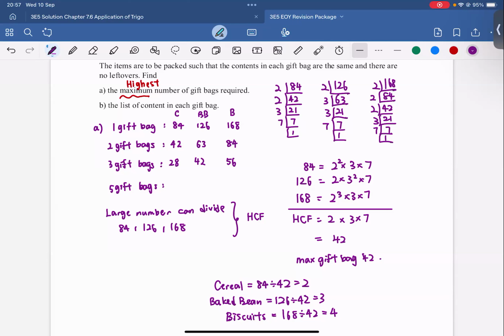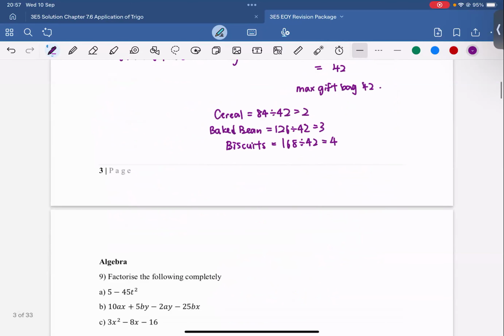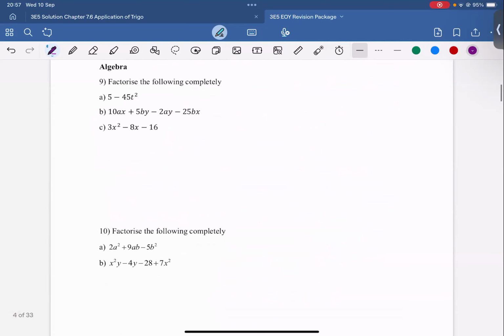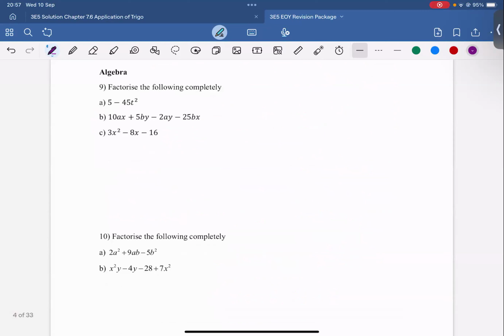Okay, let's move on. Algebra, factorize. So recall there are 4 types of factorization. What are the 4 types of factorization? First type, take out common factor. This is the first one that you should always do. An example is 2x plus 4y, take out 2. This is the first kind of factorization.